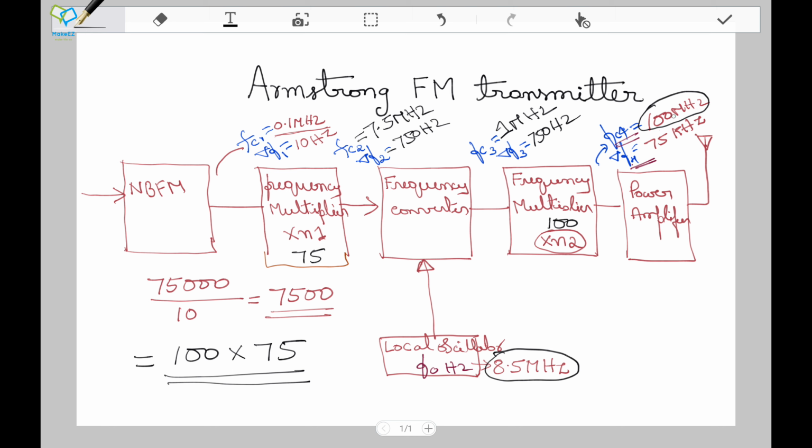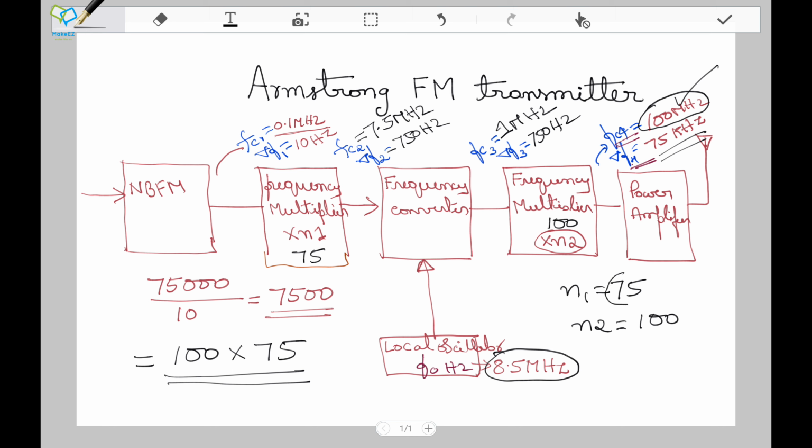Now let us see whether we get the specified carrier frequency. Multiply this: 1 megahertz into 100, you get 100 megahertz. 750 into 100, you get 75 kilohertz. Finally, we can say that N1 is equal to 75 and N2 is equal to 100.